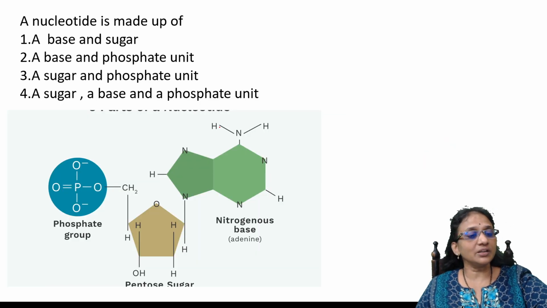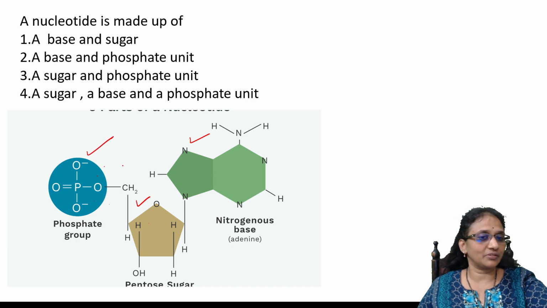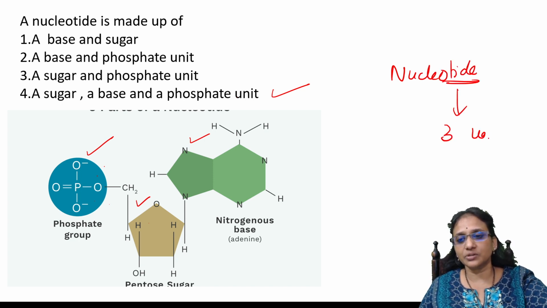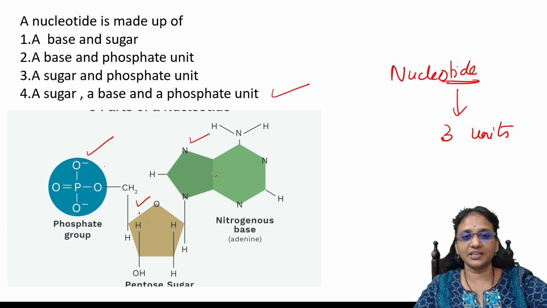Next question. Nucleotide is made up of what? Check here, students. Nucleotide has three units: one is sugar, one is base, one is a phosphate unit. Got it? So sugar, base, and a phosphate unit. Nucleotide means how many units, students? Three units. Nucleoside means two units. Nucleotide means three units. One, two, three. Done. Next question.